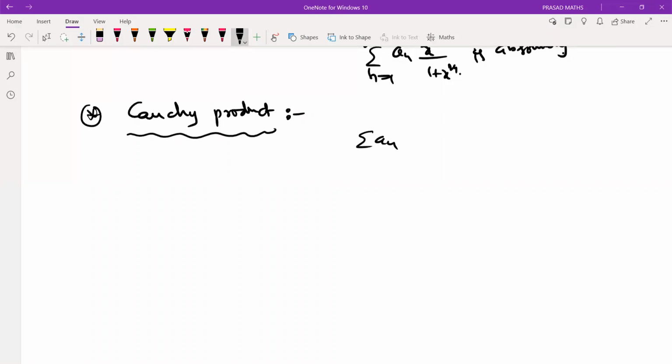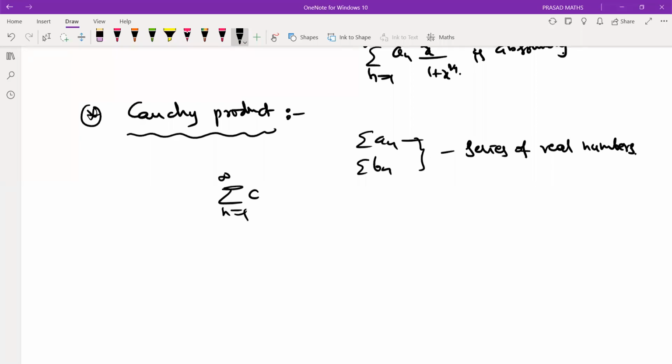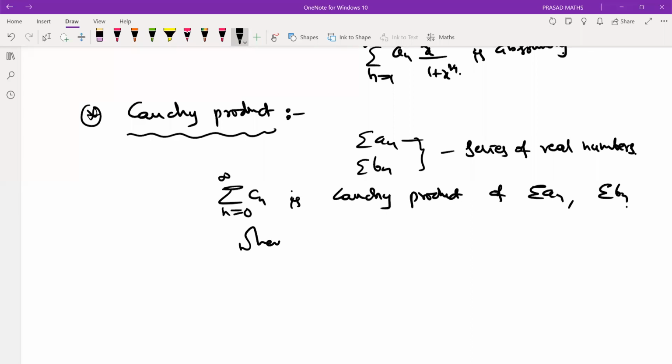So this is my series of real numbers. This is also a series of real numbers. So Cauchy product is nothing but, this is nothing but a Cauchy product of series. This we call a Cauchy product of series. The sum over n equals 0 to infinity of Cn is the Cauchy product of these series, where, what is Cn?